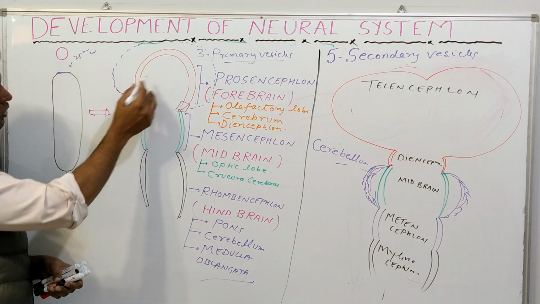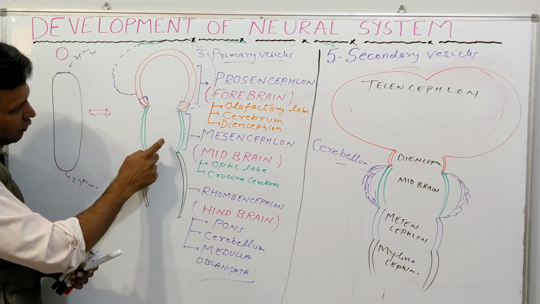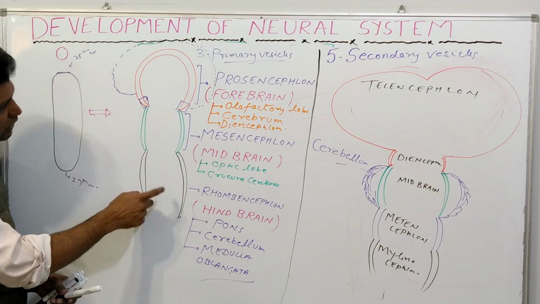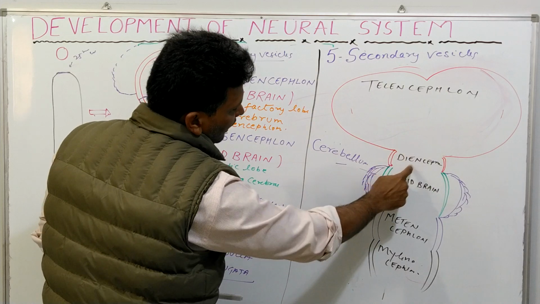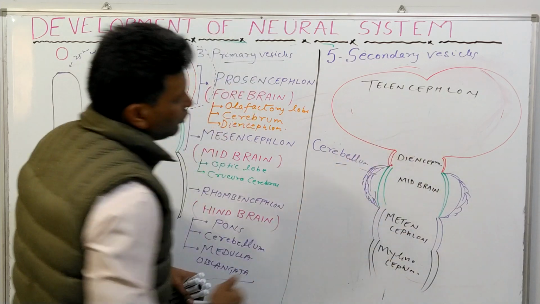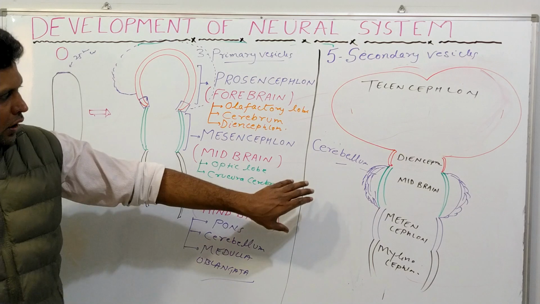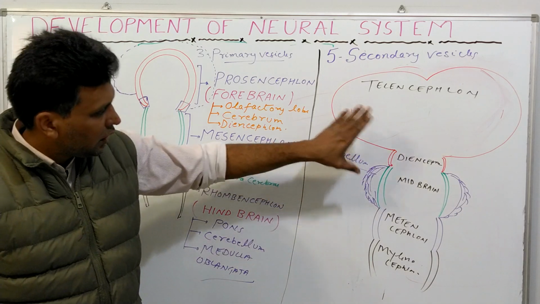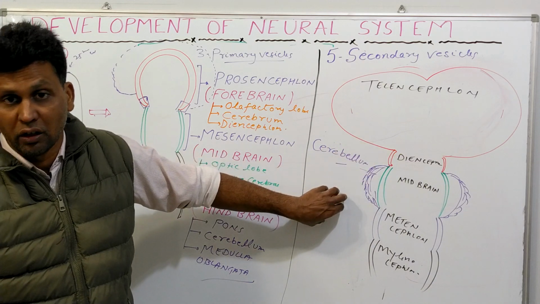But anyway, now three primary vesicles: prosencephalon, mesencephalon and rhombencephalon. From these primary vesicles there is a formation of telencephalon, diencephalon, this is the midbrain, metencephalon and myelencephalon. So this is the five secondary vesicle formation that takes place. Now we are moving to the development of the neural system, that is brain and spinal cord.